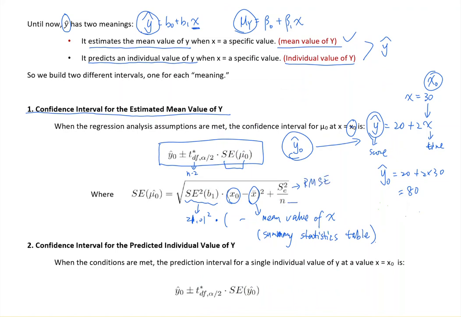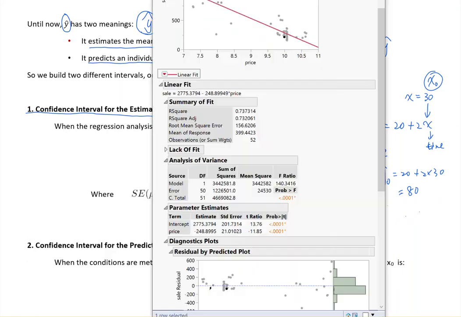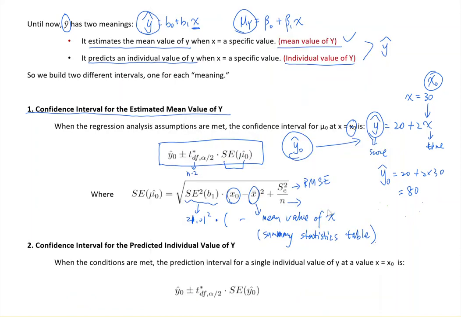Right, so where to find n? It is the observations in the output. The observations will be 52, so this is the n. Actually, from this formula you can find all the information needed, and then what you need is just to make the calculation.